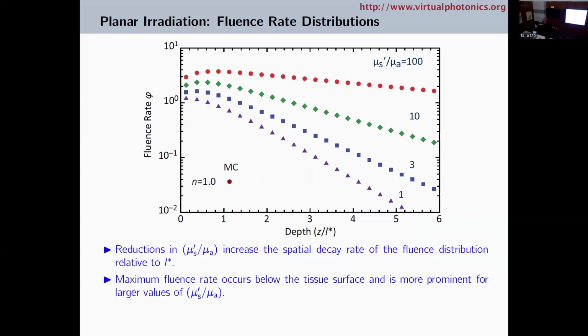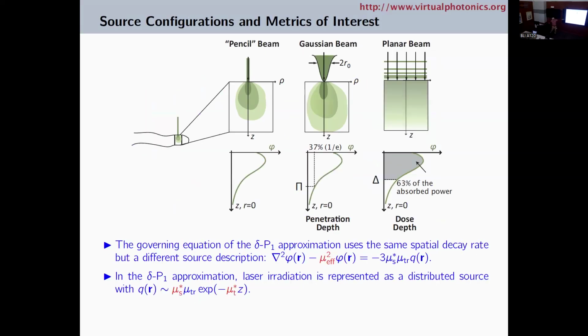So now let's look at some distributions. The dots here are Monte Carlo simulations, and I'm going to show results first with Monte Carlo simulations, show you how the standard diffusion approximation does, and then show you how the delta P1 does. So here we're looking at a planar wave. So maybe I should go back: for the first set of results, we're going to consider this situation where you have a beam that's infinitely broad, incident on a semi-infinite medium.